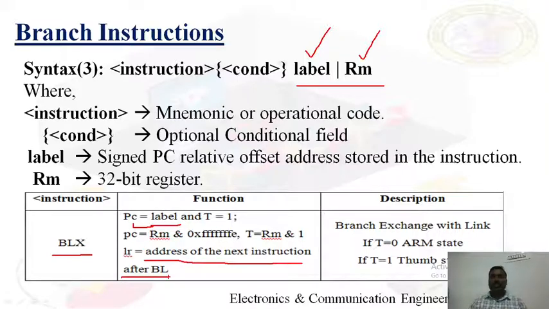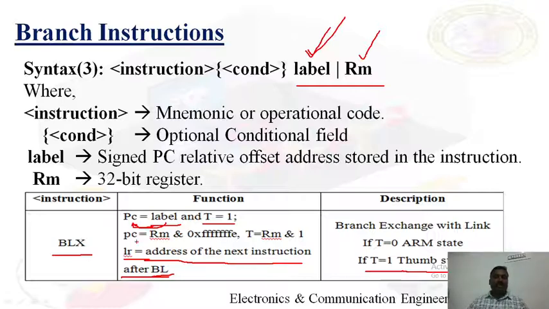In order to return from the subroutine, both BL and BLX are used to establish the connection between the main program and the subroutine. Always in BL and BLX, the LR is used to hold the address of the next instruction after the BL instruction. If a label is used in this format, then the label is directly copied to PC and T is made 1, nothing but Thumb state. So if a label is used in the BLX instruction, always assume that it is jumping to Thumb state.